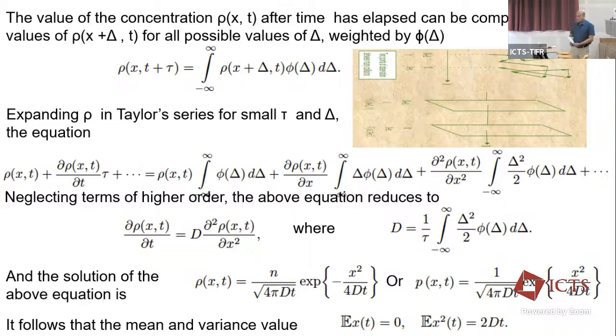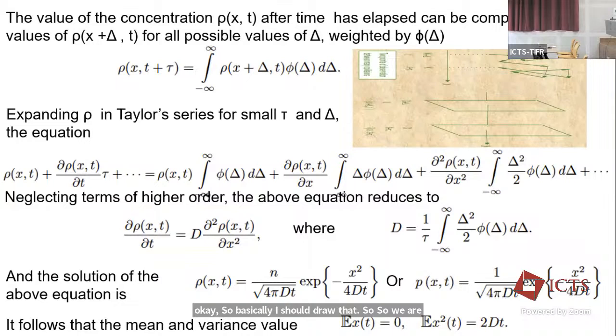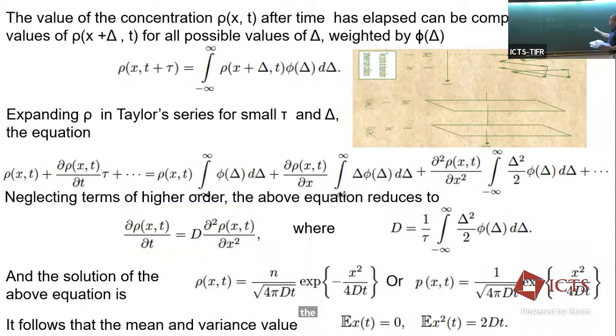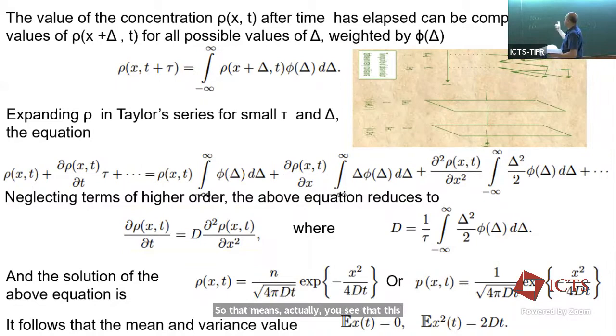So I should draw that picture, that would be easy. We are mainly interested in this rho of x, t, and how it evolves over time. So rho of x, t plus tau is the current density, which we are going to relate with the density at the earlier time. We are looking for this kind of relation, through which the density evolves over time.